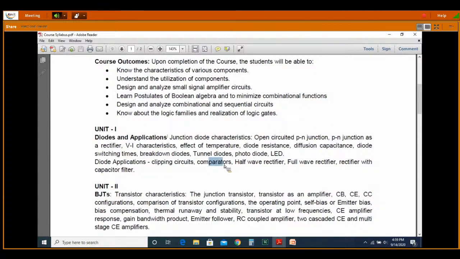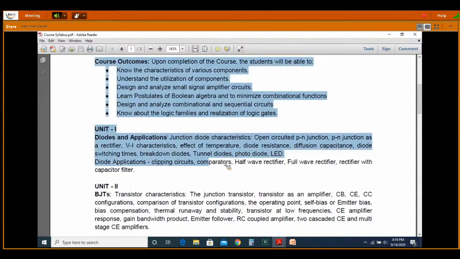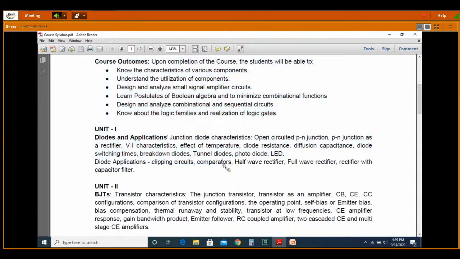Generally, for these comparators, we are not going to use diodes. We can use the 741, that means an operational amplifier can be used as a comparator. But that will be for EC people. Diode comparators, practically we are not using anywhere. Now, they have very limited importance.